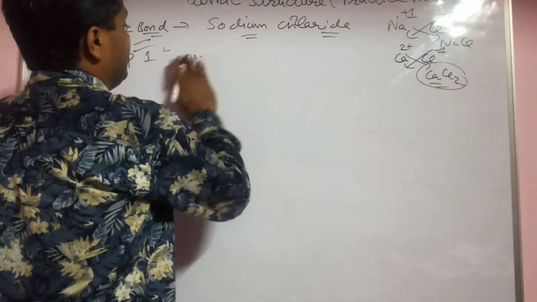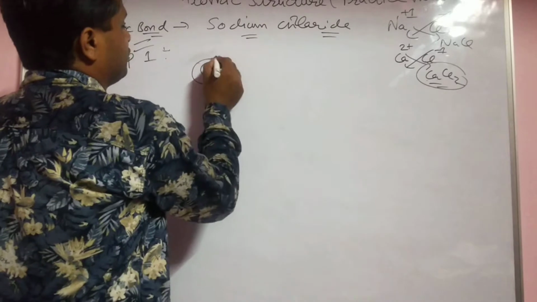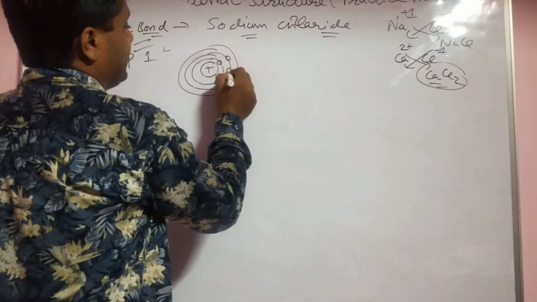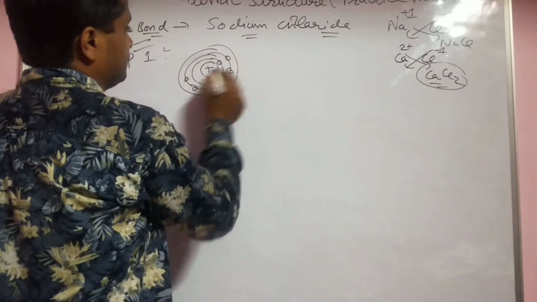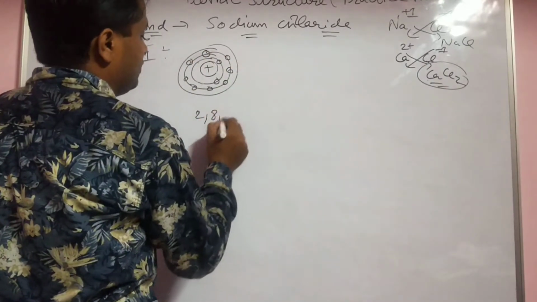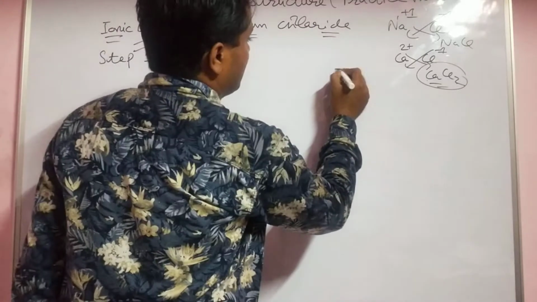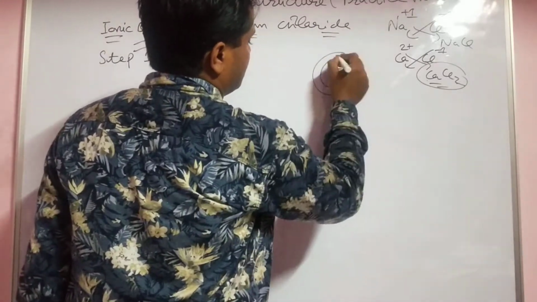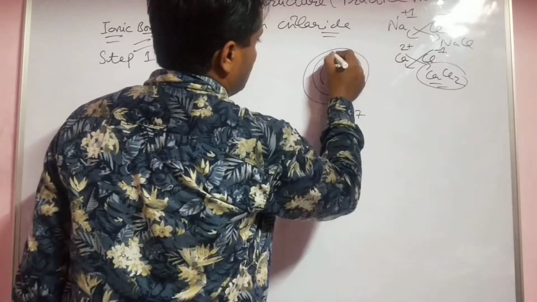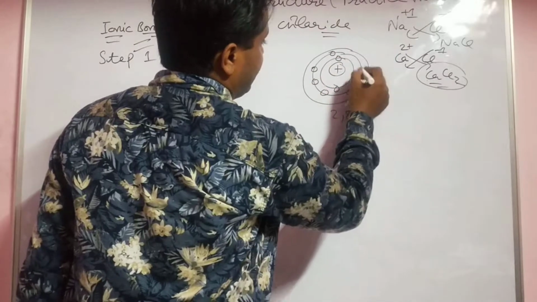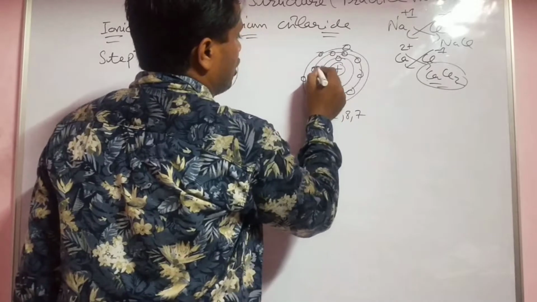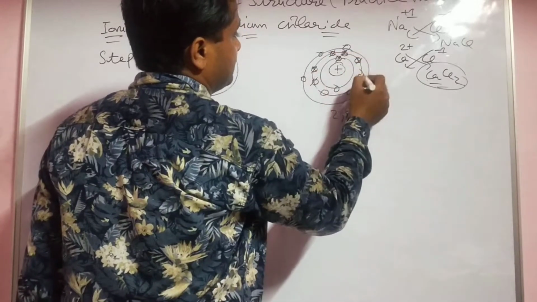First of all, Na. You draw the structure of sodium: first 2 electrons, then 8, 1, 2, 3, 4, 5, 6, 7, 8. This is sodium 2,8,1. And here you draw the structure of chlorine 2,8,7: 2, 4, 5, 6, 7, 8, and here 1, 2, 3. Here we use a cross, not a circle, a different symbol.